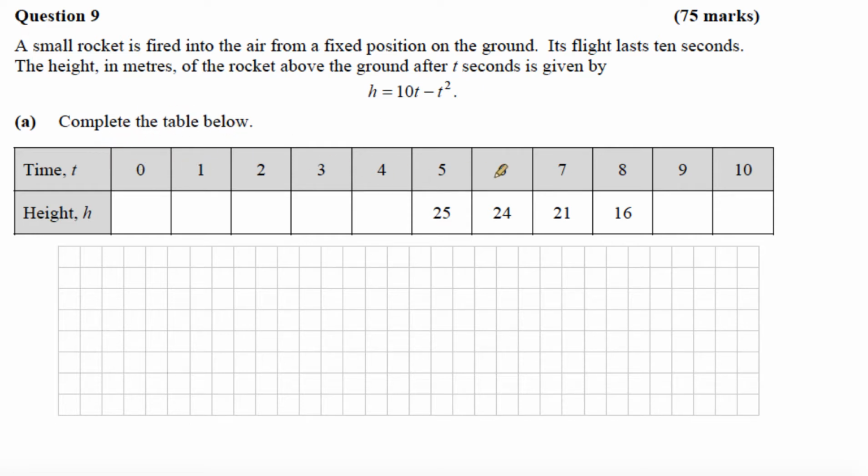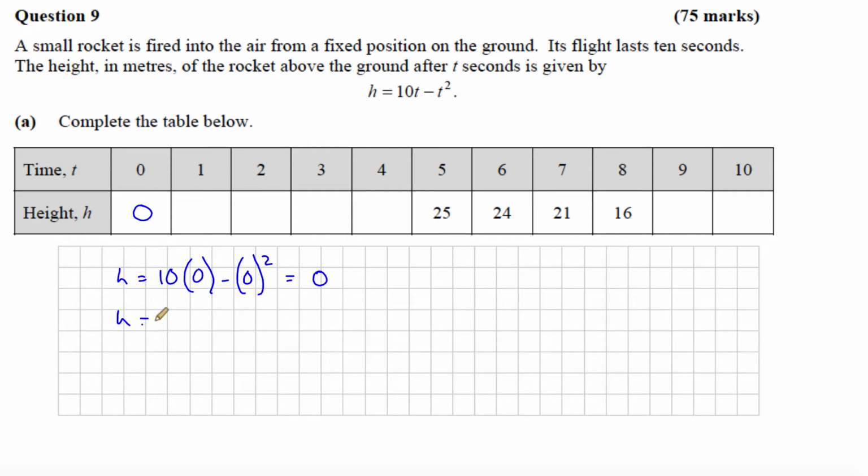So we're given all these times in this row here, and we have to fill in the heights for these times. Some of them are done. So h is equal to 10t minus t squared. For the first one, h would be equal to 10 by the t, which is 0, minus the time again squared. That would give a 0 when you work this out in your calculator. So that would go in there.